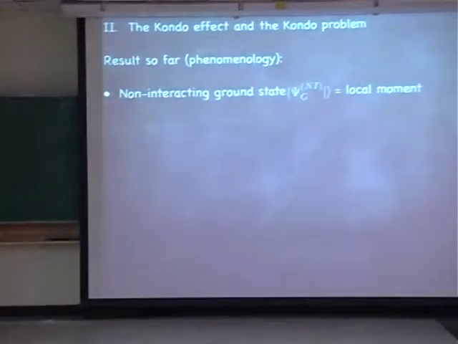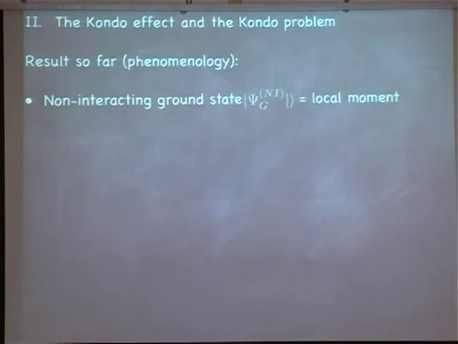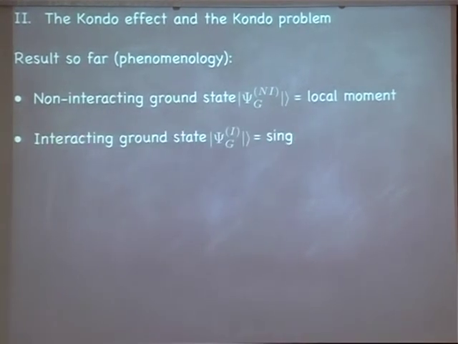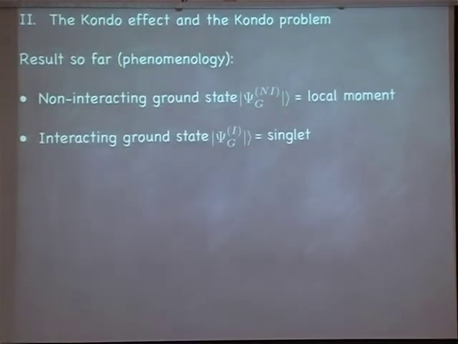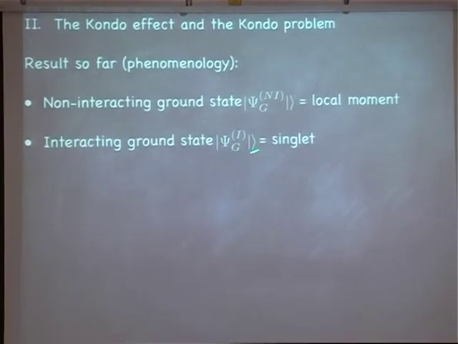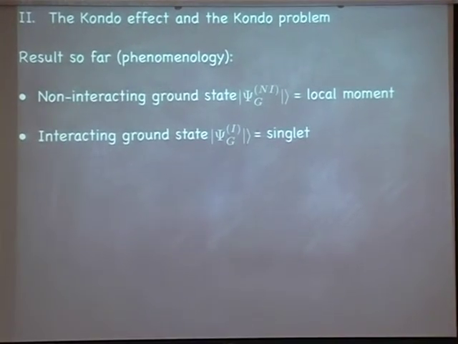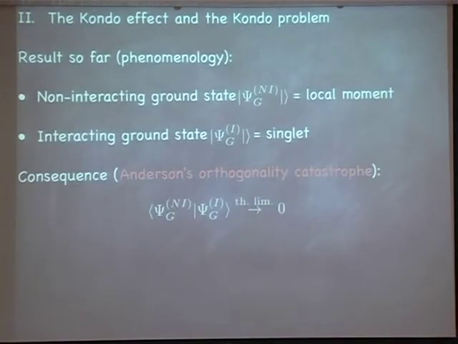So far, what we have found is that the non-interacting ground state has a local moment. That's what you were just referring to. We found that the interacting ground state is a singlet. Quite obviously, those two don't go together, so the overlap between a singlet and a local moment has to be zero. That's also called Anderson's orthogonality catastrophe, which means that for this model, if you take the overlap between the non-interacting ground state and the interacting ground state in the thermodynamic limit, which is quite important, this overlap goes to zero like an algebraic function.